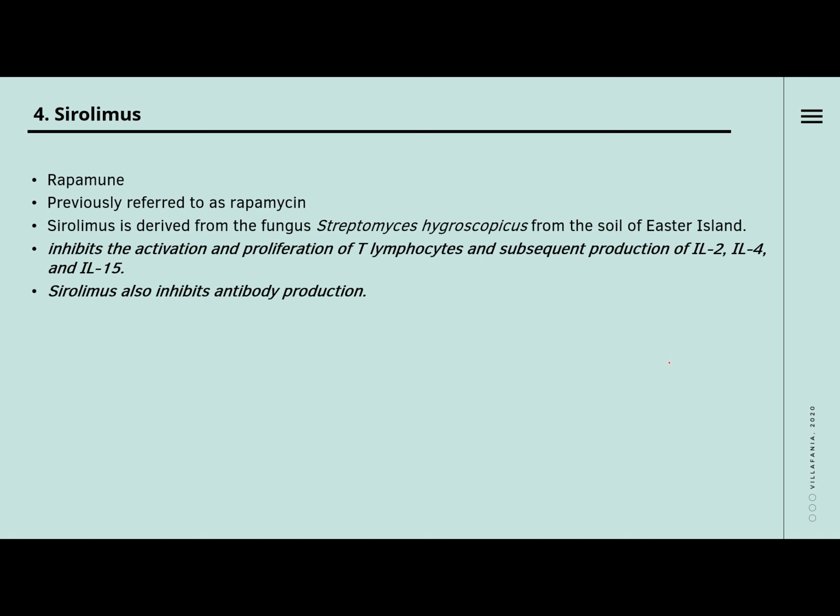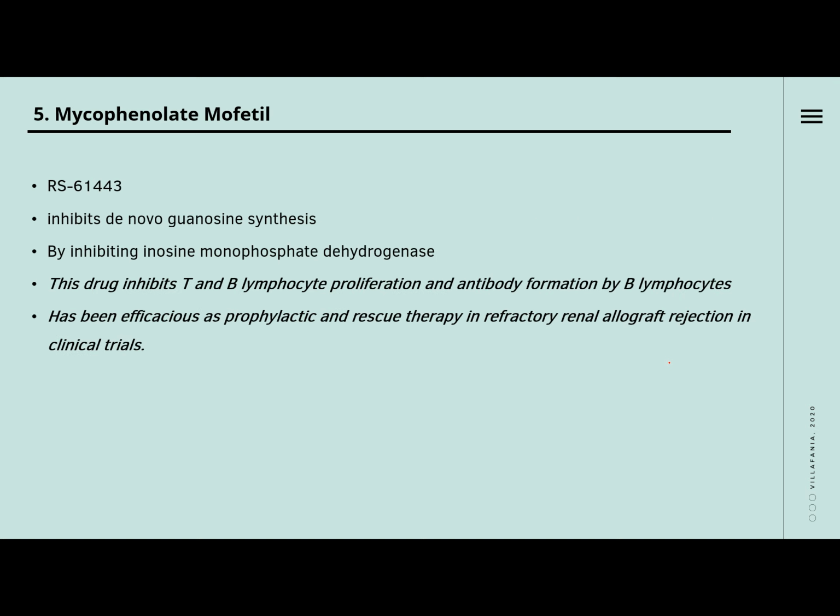Then we have your, excuse me, sirolimus, previously referred to as rapamycin. Sirolimus is derived from the fungus Streptomyces hygroscopicus from the soil of Easter Island. It inhibits the activation and proliferation of T lymphocytes and subsequent production of interleukin 2, 4, and 15. Sirolimus would also inhibit antibody production.